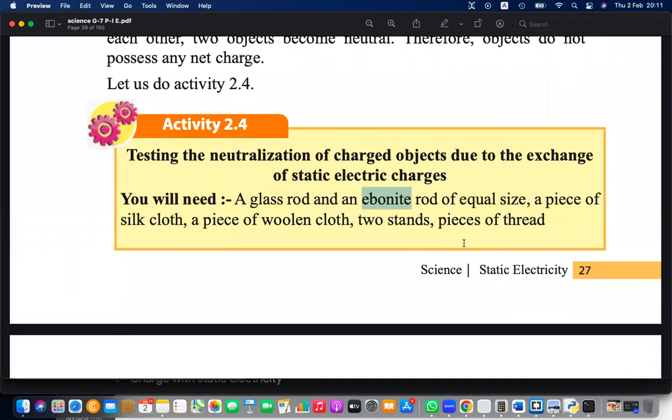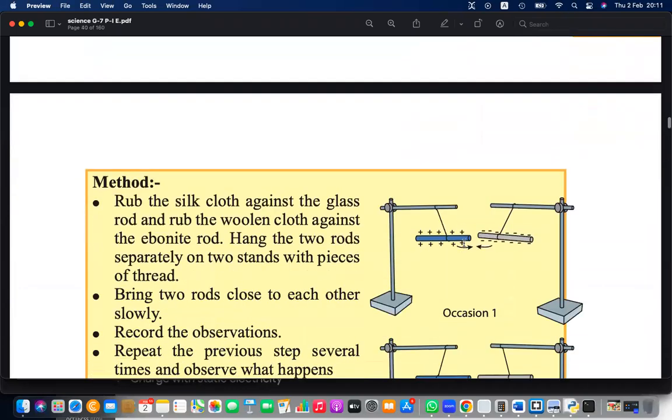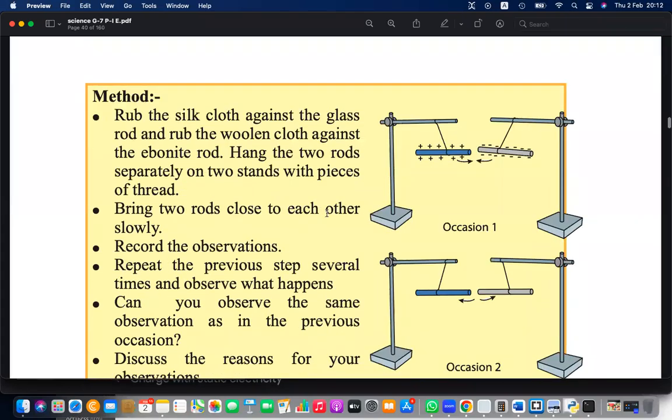Then two pieces of thread. Okay, rub the silk cloth against the glass rod, and the woolen cloth against the ebonite, because silk can charge the glass one very quickly, and the woolen cloth can charge the ebonite. Then you have to hang both and bring them close to each other slowly, and you can see they are attracted to each other.